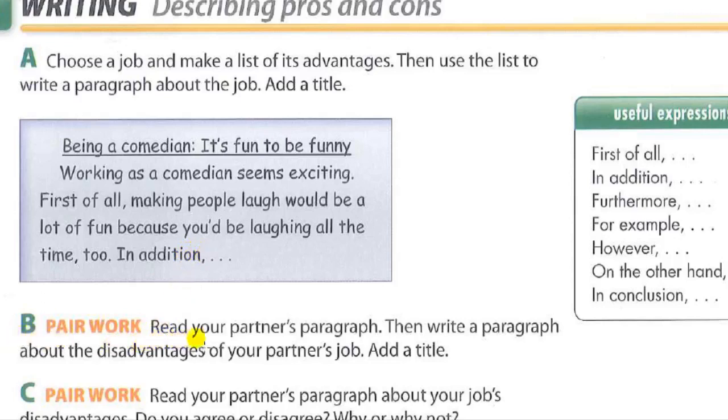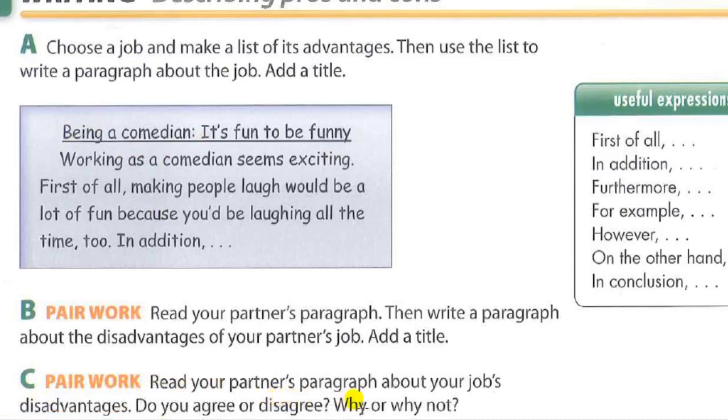B. Pair work: read your friend's paragraph, then write a paragraph about the disadvantages of your partner's job. Then we start to add the title. This is the title. C. Pair work: read your partner's paragraph about your job's disadvantages. Do you agree or disagree? Why or why not? Here we have a discussion between all our friends about the advantages and disadvantages of this job.